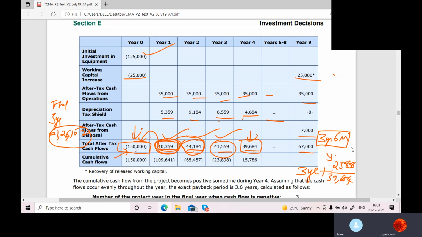I'll give you 5 minutes. To calculate, we have to take the 3 years, plus we have to take the amount difference balanced out by the cash inflow, out of the next year's cash flow you will recover. So 3 years, 6 months. Okay, take your time. You can do this. I'm just waiting.